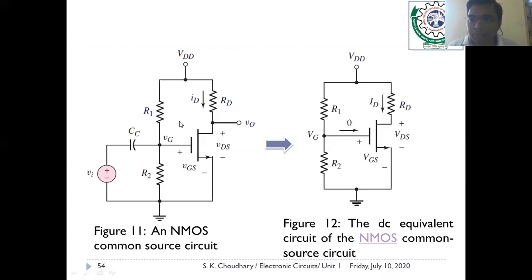You can use a self bias circuit, you can use a voltage divider bias circuit, or other biasing techniques are also available. But out of all biasing techniques, voltage divider bias, also called potential divider bias, is the best biasing technique, because it gives the maximum stability for the operation of the circuitry. Okay, so the circuit here in figure number 11 is nothing but a voltage divider bias circuit.